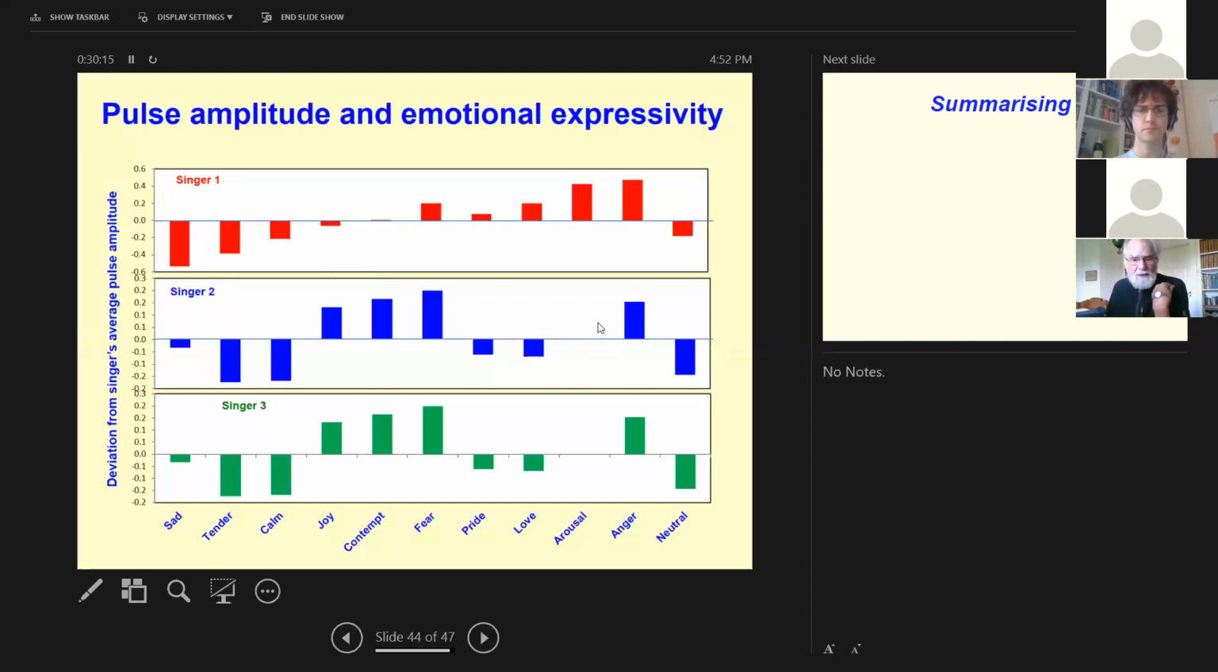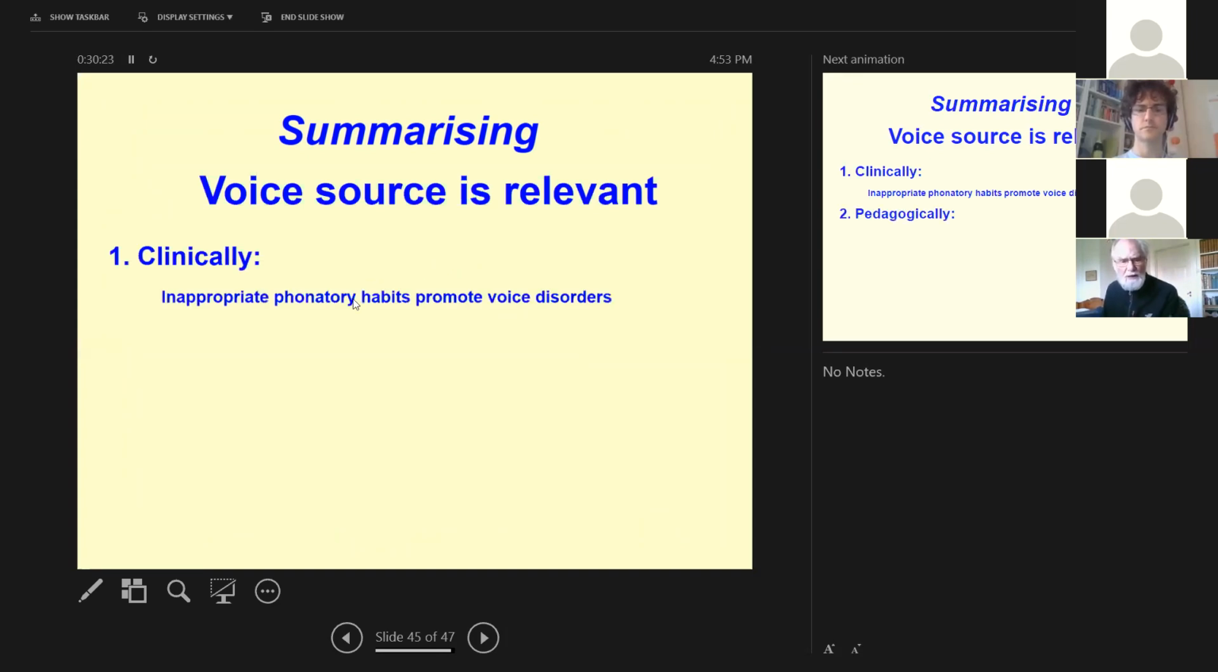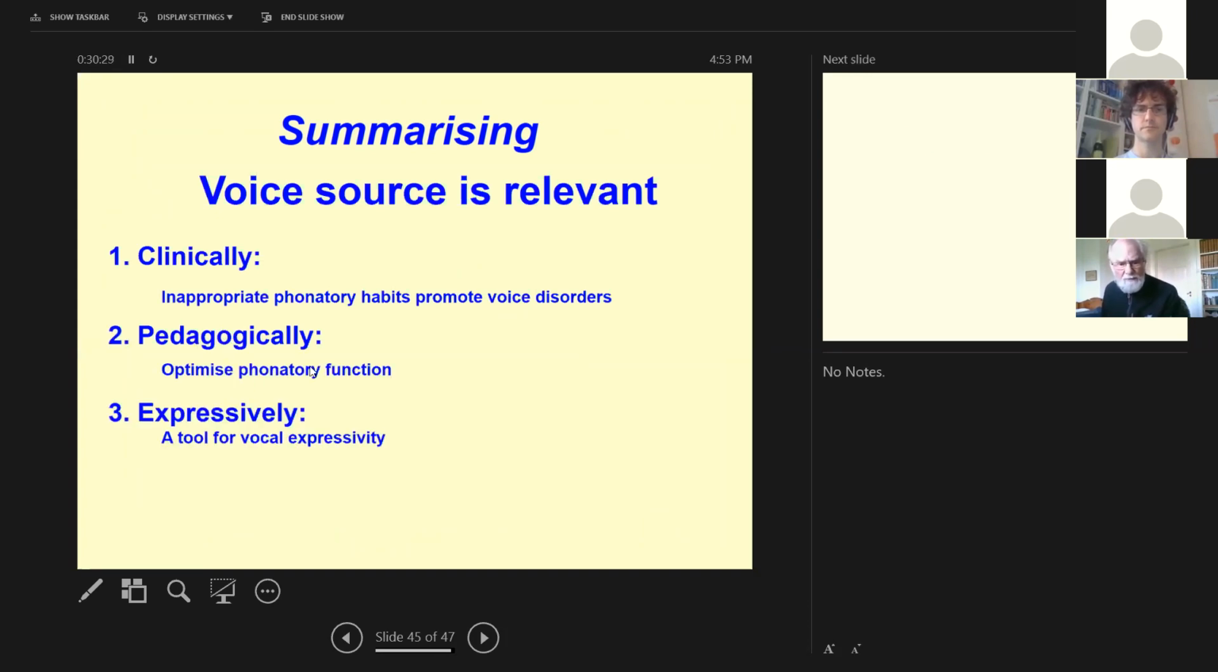That is expressivity. So summarizing now, voice source is relevant from a clinical point of view, as I said in the beginning. It is pedagogically relevant for optimizing phonatory function, and it is also quite important for expression, a tool for vocal expressivity.